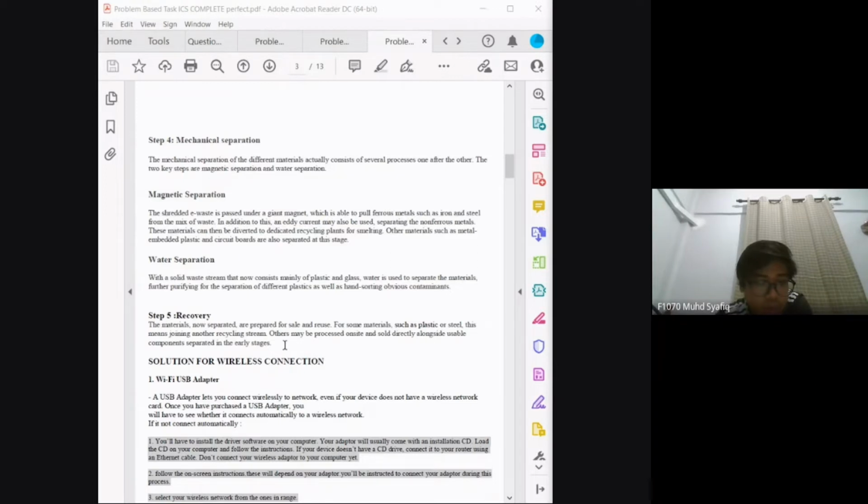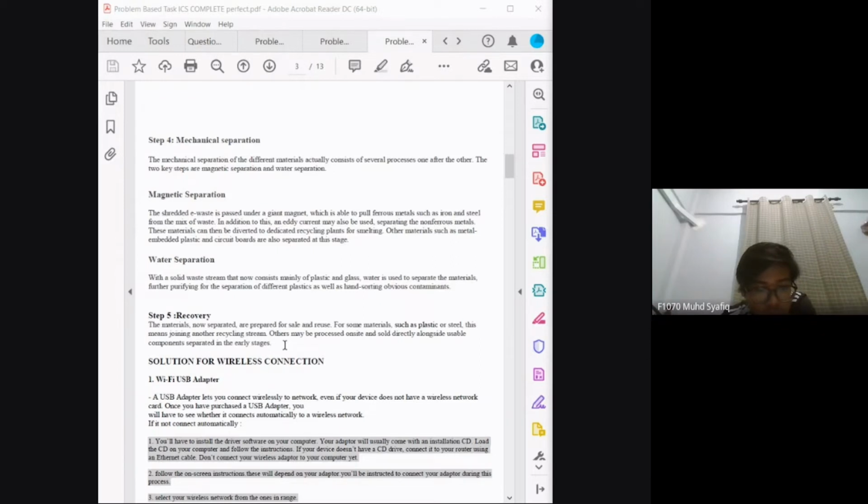Next, solution for wireless connection. First is Wi-Fi USB adapter. A USB adapter lets you connect wirelessly to a network, even if your device does not have a wireless network card. Once you have purchased a USB adapter, you will have to see whether it connects automatically to a wireless network. If it does not connect automatically, first you will have to install the driver software on your computer.